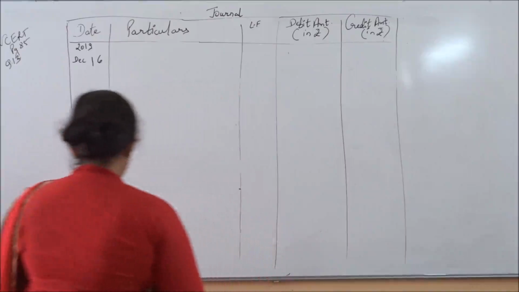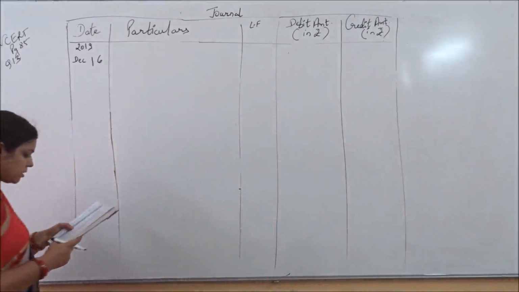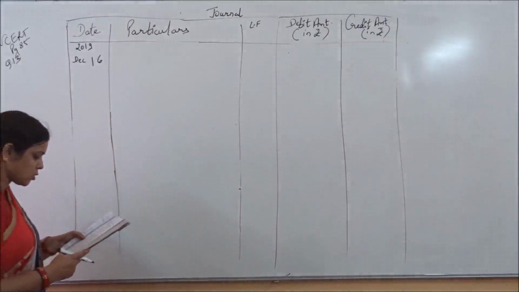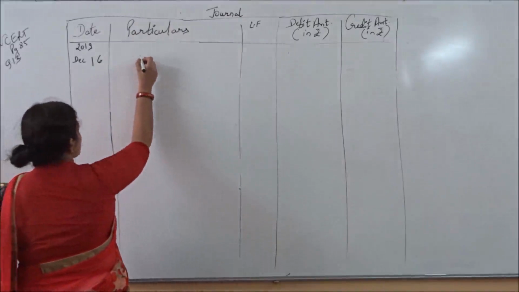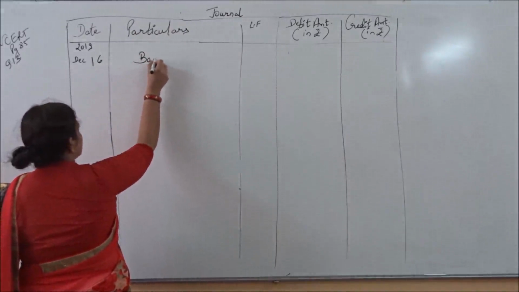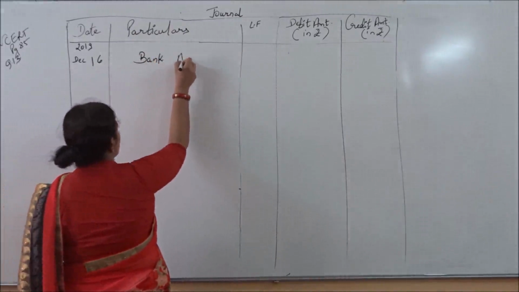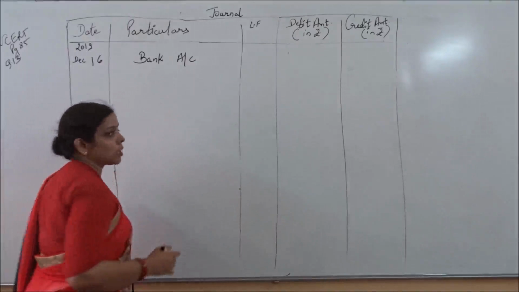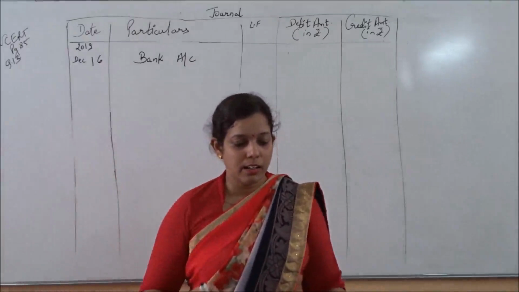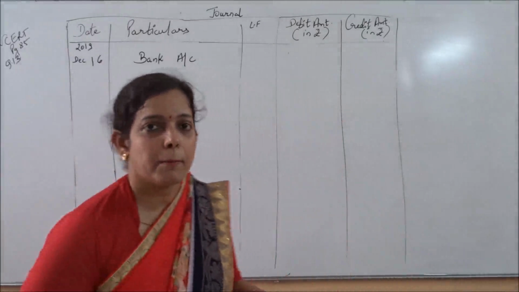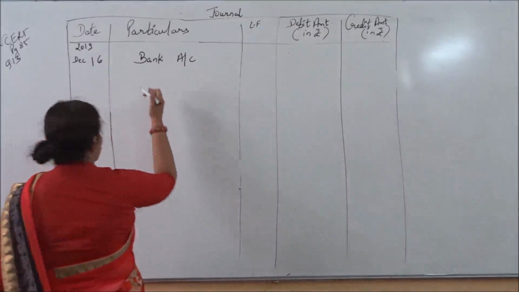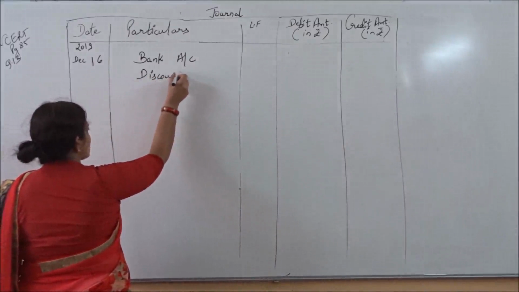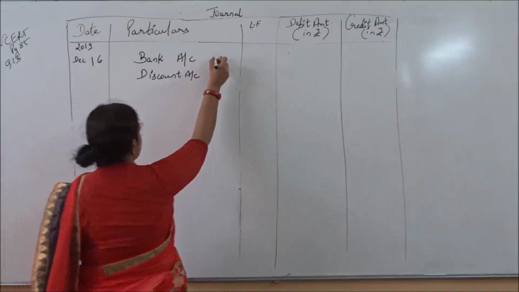So what transaction is there? Received check from Suman, 19,500, discount allowed 500. So since check is received, instead of cash you will write the name bank. Check is received, you will write the word bank here, and discount is allowed. Discount allowed means it is here a loss for the business, and all losses will be debit. So along with bank, discount account will also be on the debit side.